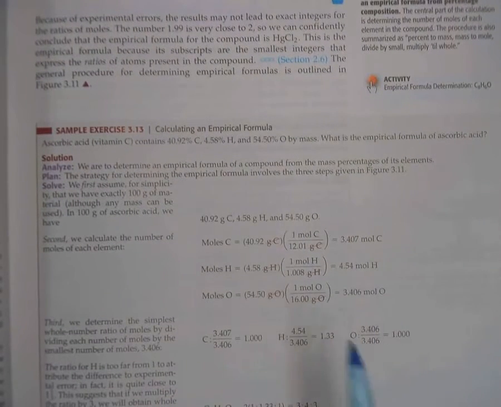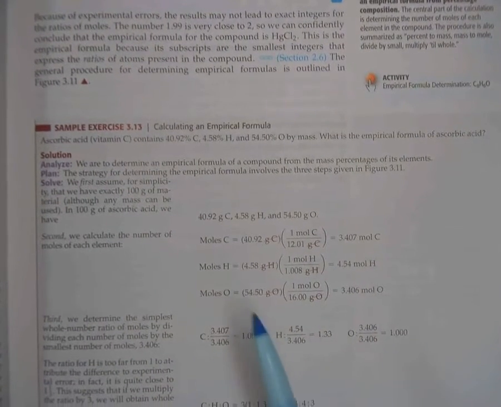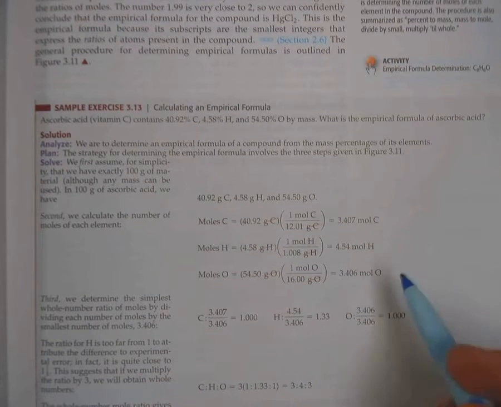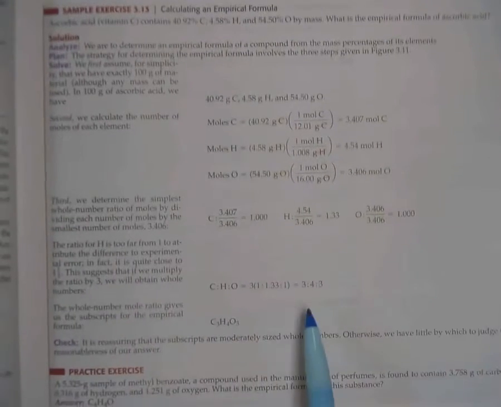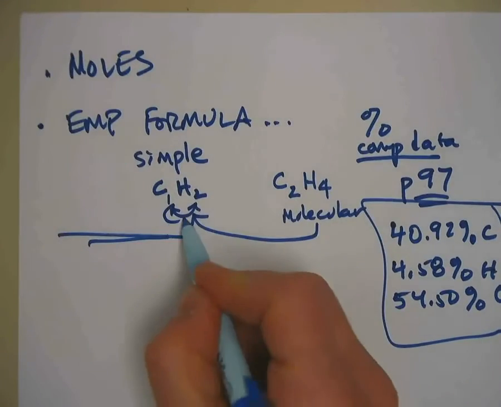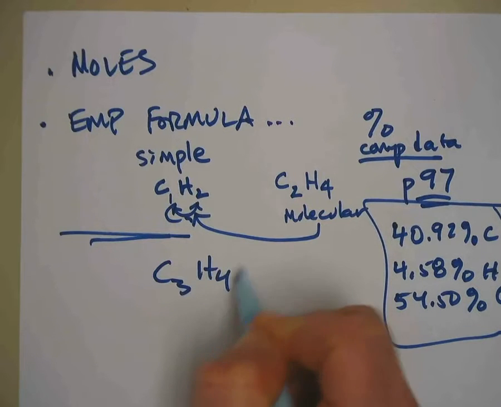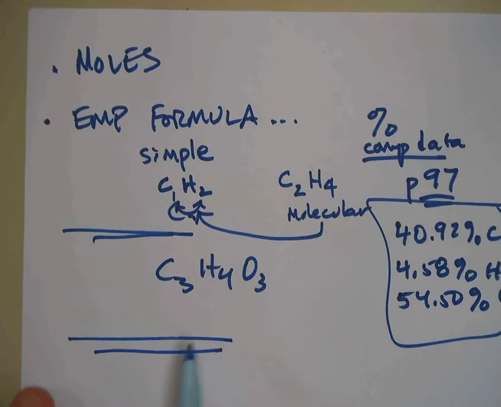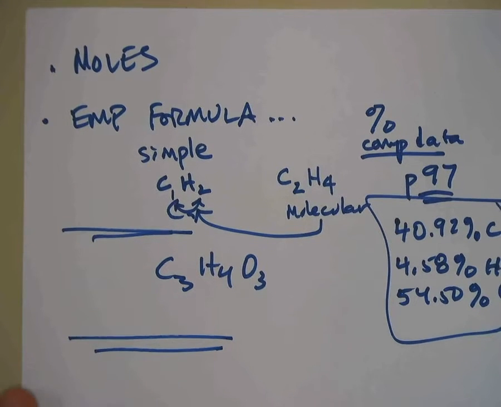And you can see that what they do, first of all, is assume a 100-gram sample. Then they take that and convert each one to moles. And then they divide by the smallest number of moles to get the ratio. And the ratio turned out to be 3:4:3. So the empirical formula for vitamin C was C3H4O3. Take a look on page 97 if you don't remember that empirical and molecular formula part. They actually lay it out really nicely there, and I'll show you one in just a second.